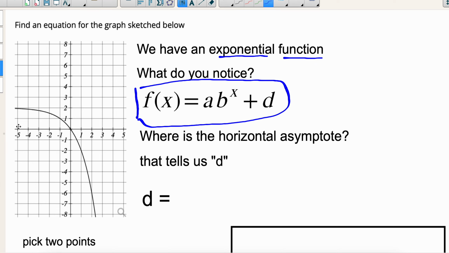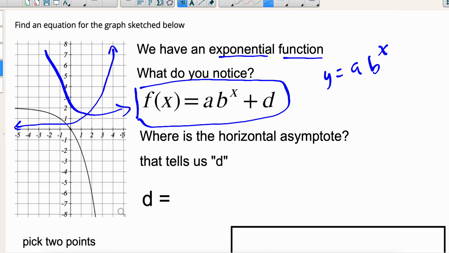Okay, but we know it doesn't look like an exponential function that is our base function, y equals a b to the x. It doesn't look like our regular growth function. And it also doesn't look like sort of our regular decay function, right? That would mean that my b value is less than 1. So we have a little bit of a transformation going on here.